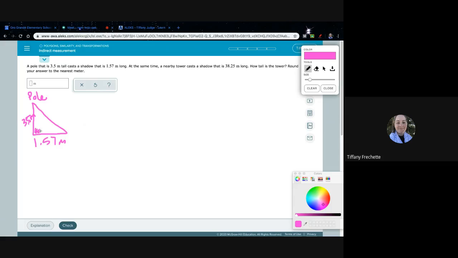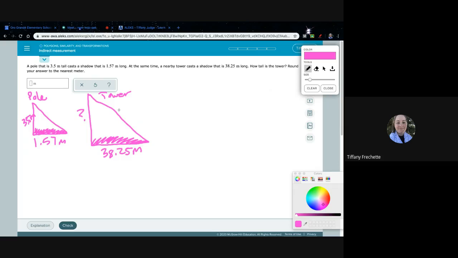So remember, this is the shadow here, which I know is a really horrible shadow, but this is my shadow. So that means the sun is somewhere up over here. And then at the same time, a nearby tower, and normally you should probably draw the tower a little taller, but I didn't give myself a lot of room above here. So this is my tower. It casts a shadow. So here's its shadow that is 38.25 meters. And we don't know its height.